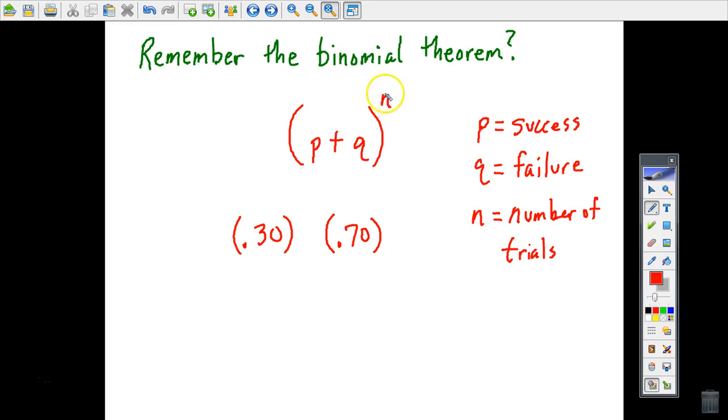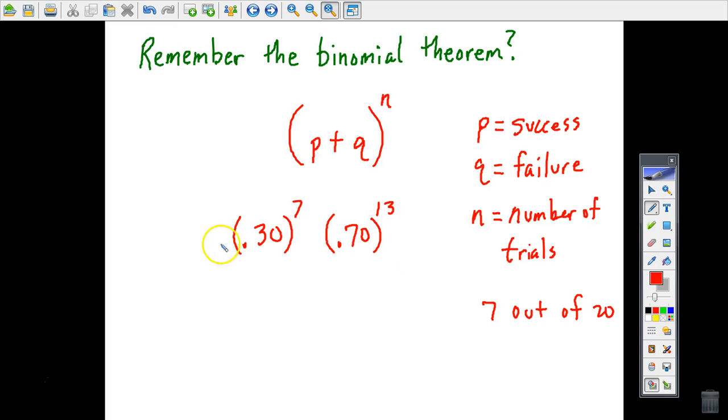N stands for the number of times, number of trials is the word we use in statistics, but applying it to this particular problem, if I want to know the likelihood of his getting a hit 7 times out of the next 20, if I want to know the likelihood of this particular person who's successful 30% of the time getting a hit safely in 7 out of his next 20 at-bats, then I would raise this success likelihood to the 7th power, which means that if he's successful 7 times out of 20, then he must be failing 13 out of 20.